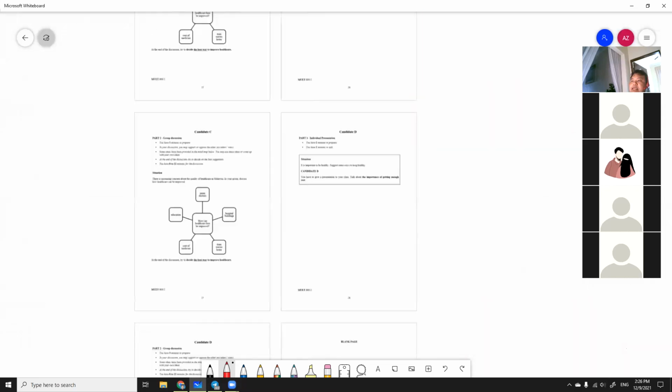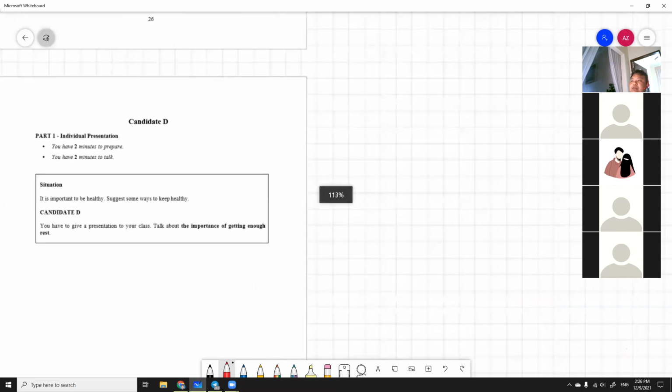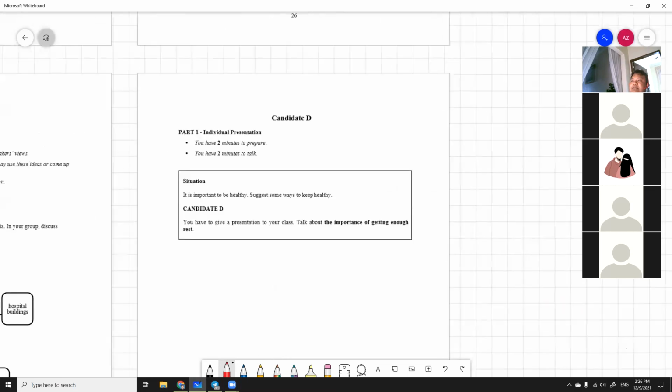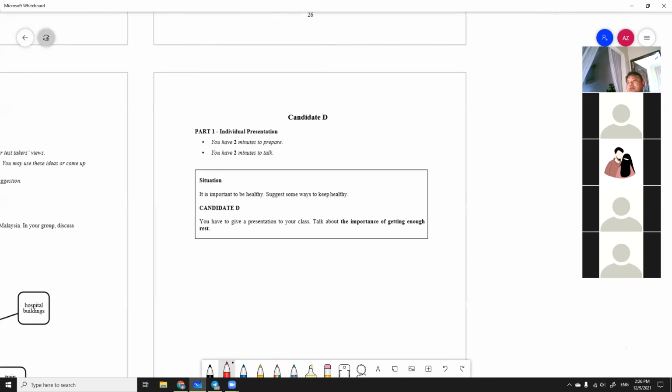Candidate D, and then we zoom it in, and then we drag this somewhere over here. Okay, so the situation would still be the same.